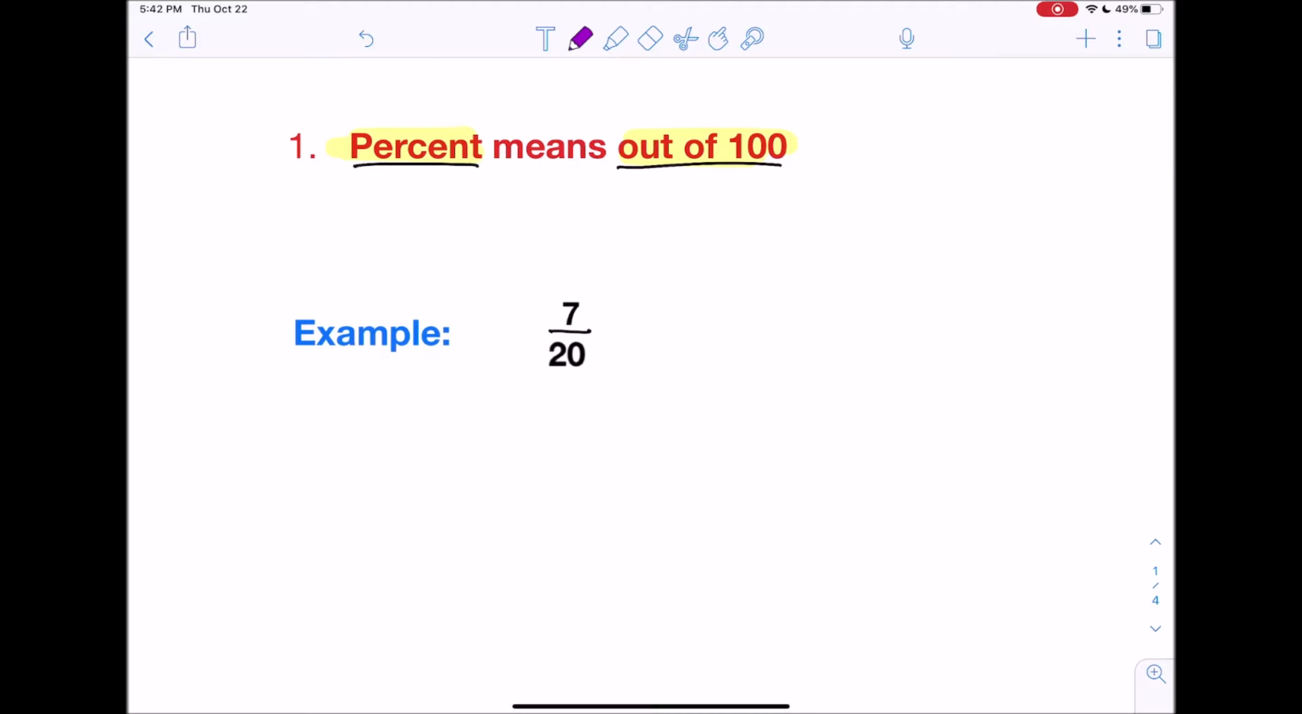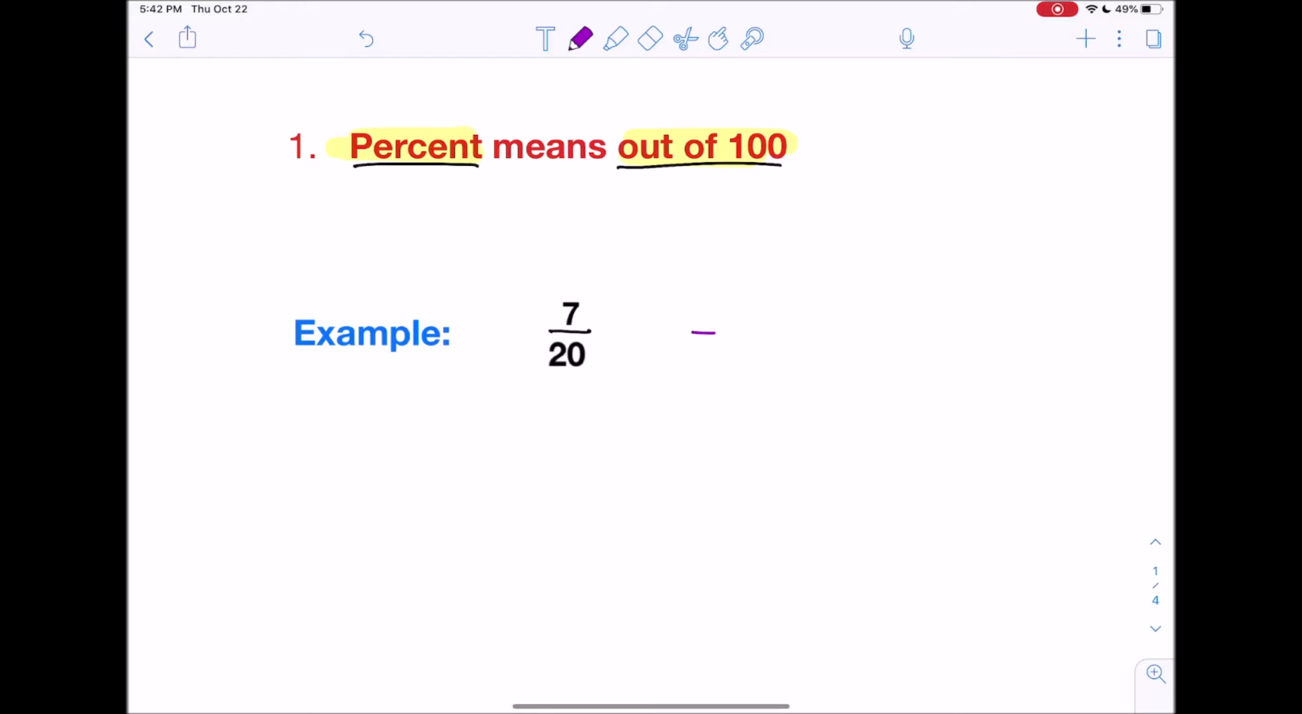So let's take a look at an example. Here we have 7 over 20. Well, I know that percent means out of 100. So if I can change or multiply that 20 by some number and it will equal 100, then I know that whatever the top number is will be my percent. So let's give it a try.